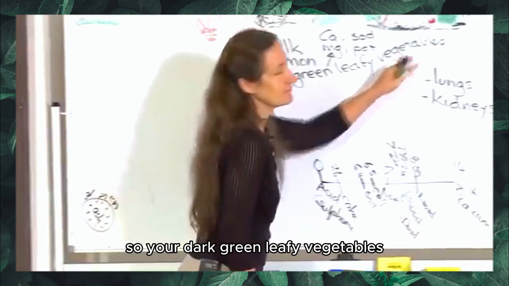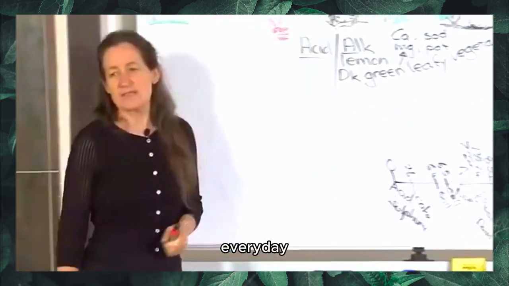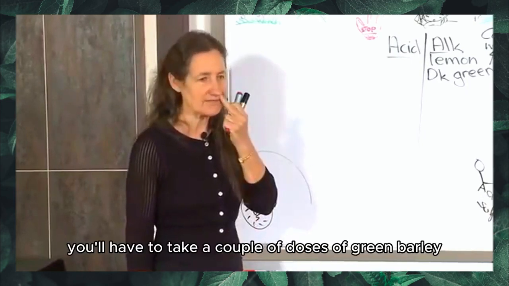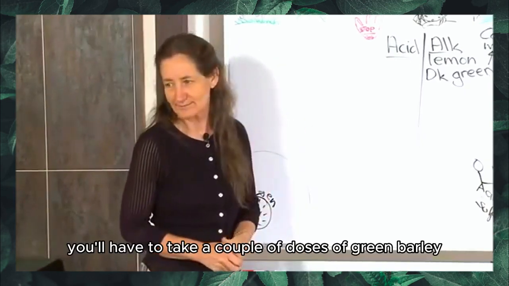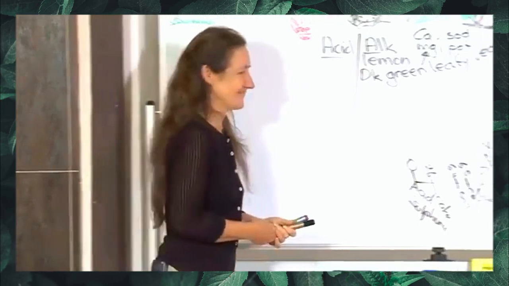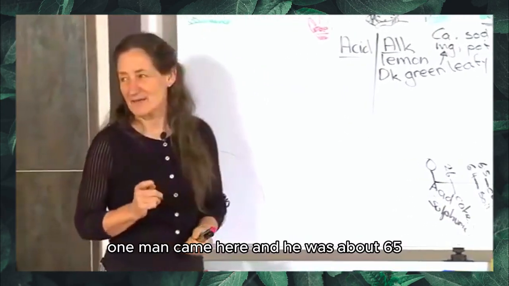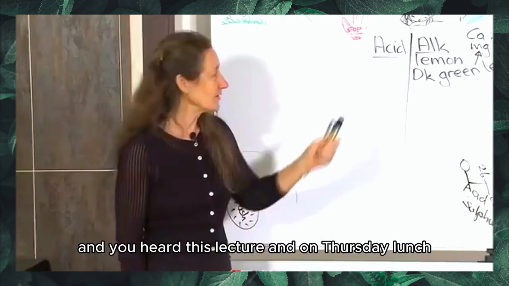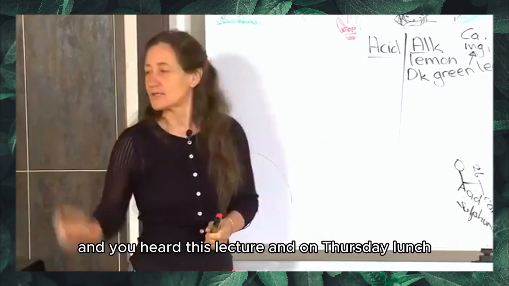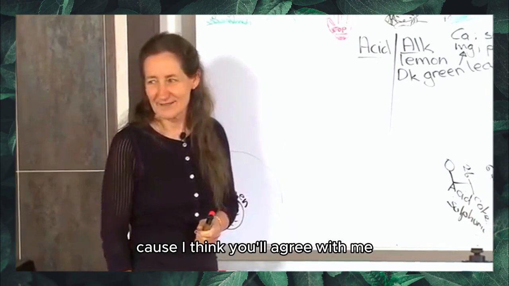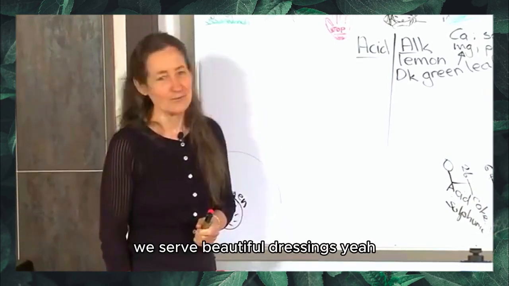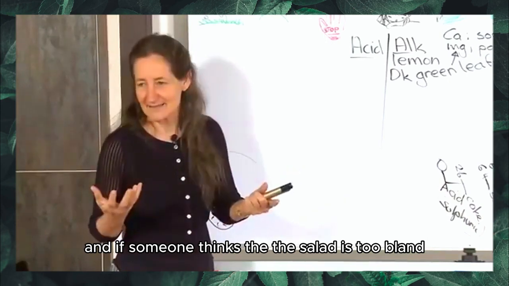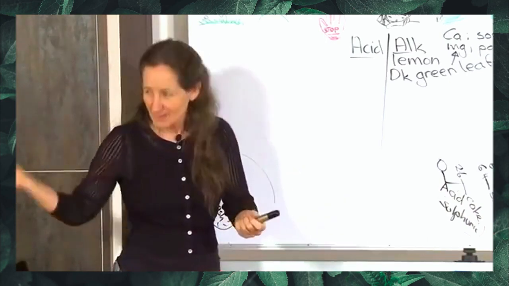So your dark green leafy vegetables. Every day we should eat some form of dark green leafy vegetable. If you don't, you'll have to take a couple of doses of green barley. One man came here and he was about 65 and he would not eat lettuce. And he heard this lecture, and on Thursday lunch he started with lettuce. Because I think you'll agree with me, we serve beautiful dressings. Yeah? And if someone thinks the salad is too bland, put the dressing on.